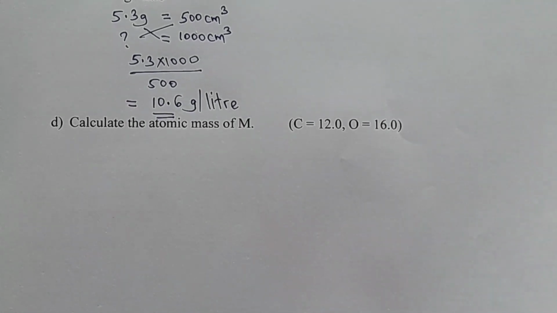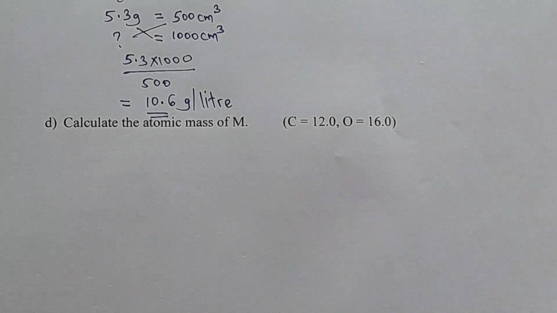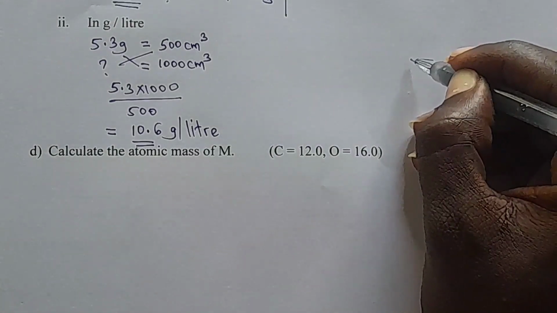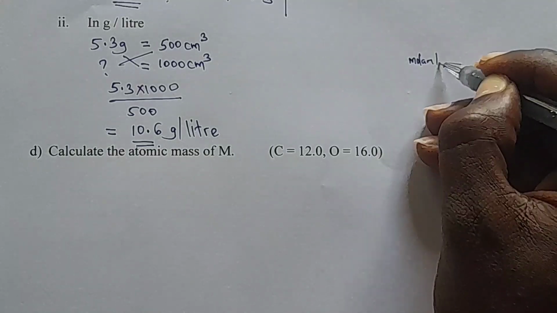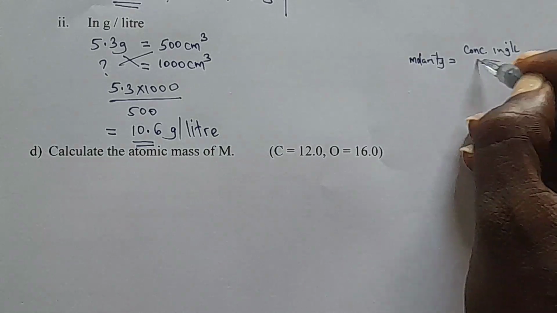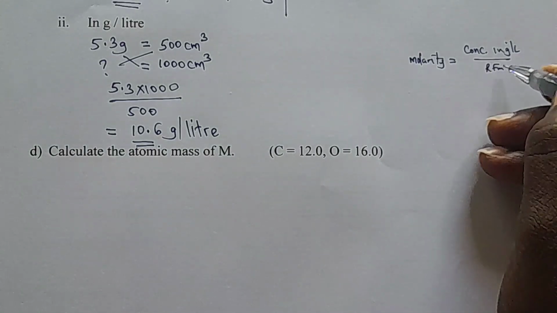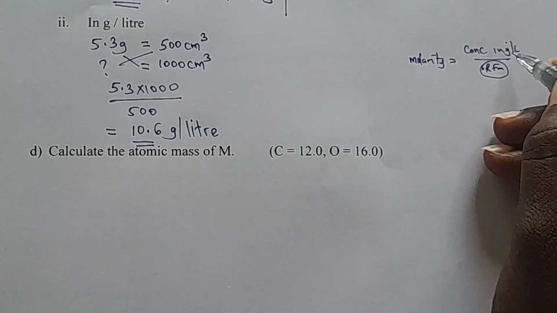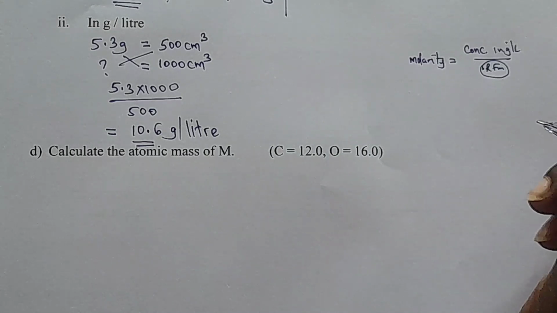We are told calculate the relative atomic mass of M. So if you want to get relative atomic mass of M, first of all, you have to get the relative formula mass of M. Okay, if we remember, we were having a formula of calculating molarity, and that formula was molarity is equal to concentration in gram per liter over RFM. So now if we want to look for RFM, RFM will be equal to concentration in grams per liter divided by molarity. That will be the formula.